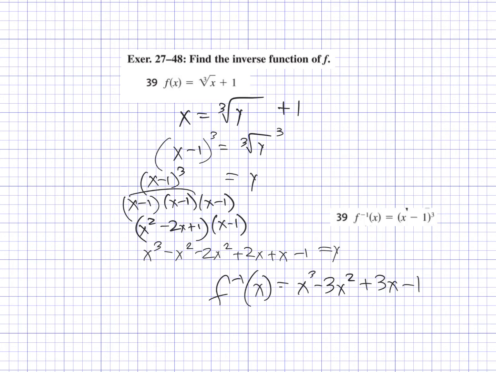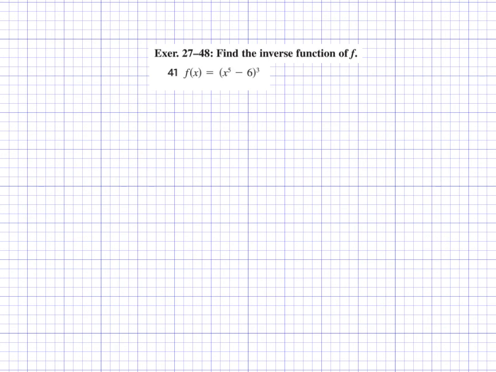And of course the book leaves it in factored form for some dumb reason. Okay, let's keep going. All right, so we'll leave things in factored form from here on out since the book is doing that. Switch them and figure it out, pause this, and then come back and see if you did it right. So we have x equals y to the 5th minus 6 cubed.